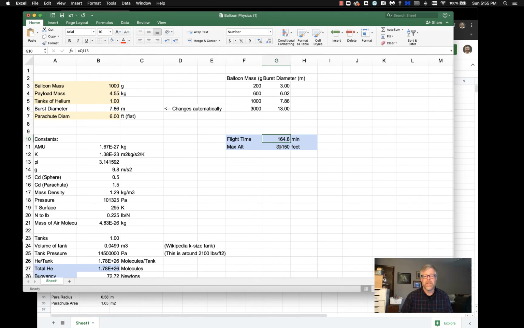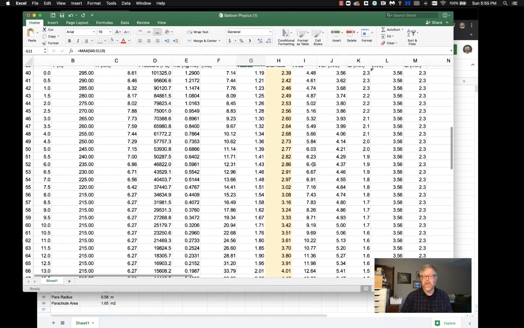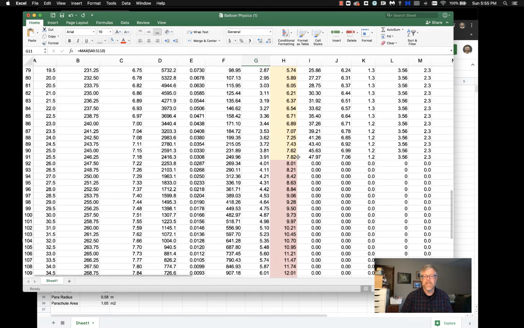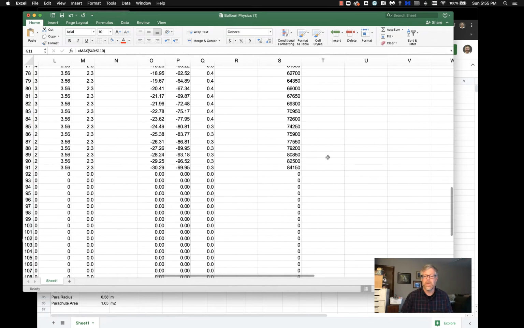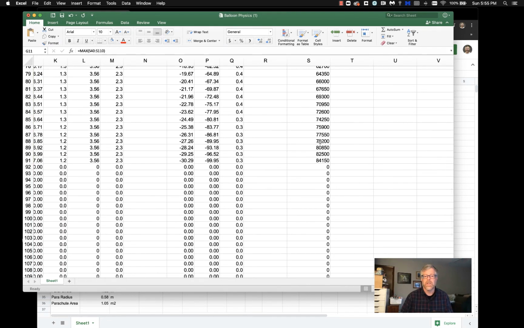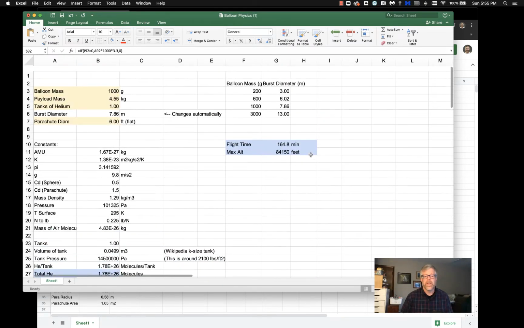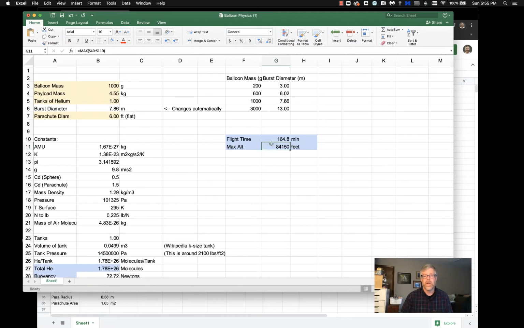The maximum altitude is, I calculate that somewhere over here. So it's basically how high it gets. Oh no, what I do is I report the altitude in feet if the balloon is still ascending. If it's not ascending, then it just gives you a 0. So you just do a max on that, and you come up with 84,000 feet.